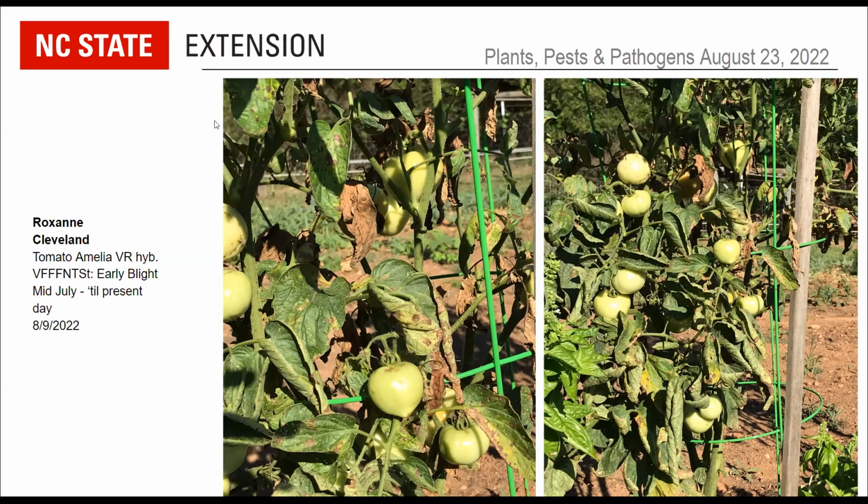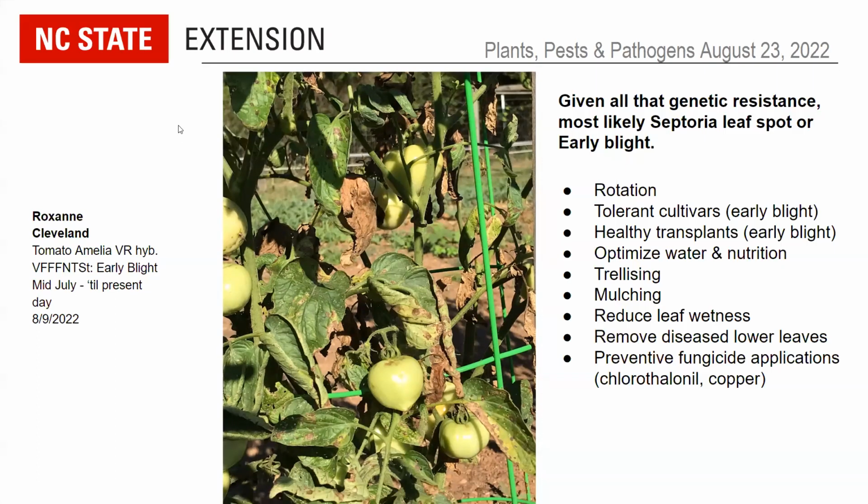If Matt, you go to the next slide really quickly. All that genetic resistance in the plant, this is most likely Septoria leaf spot or early blight as she suspected. I would probably be more inclined towards Septoria, but we'd almost have to have it in the clinic to see it. I don't think Septoria leaf spot forms the kind of concentric rings in the spots that you would see with early blight, but just because you don't have those, I wouldn't necessarily rule out early blight. I'd want to see the spores.